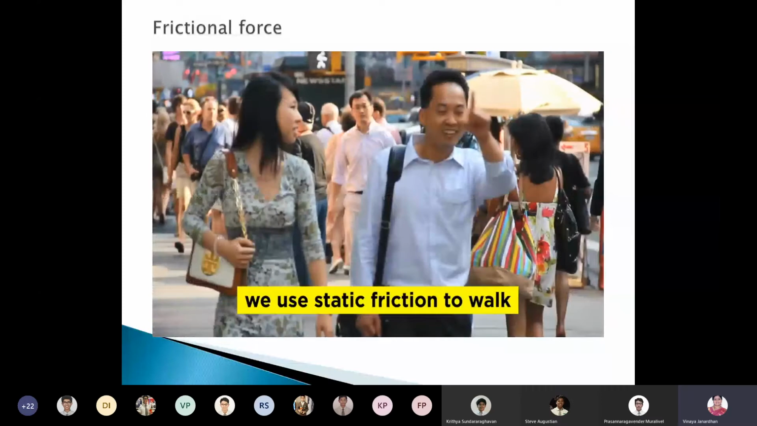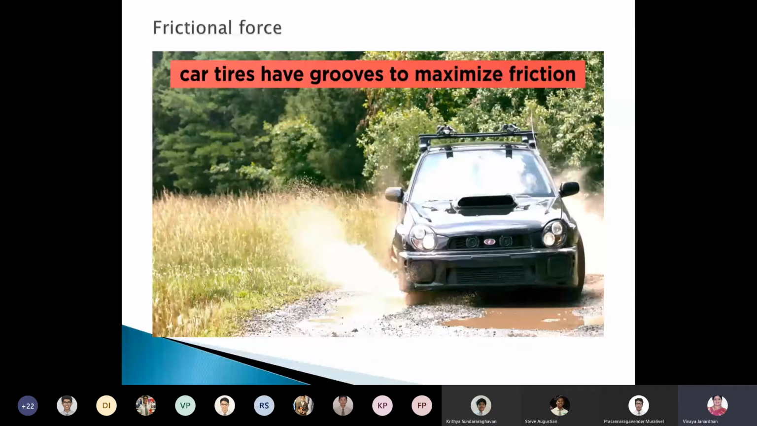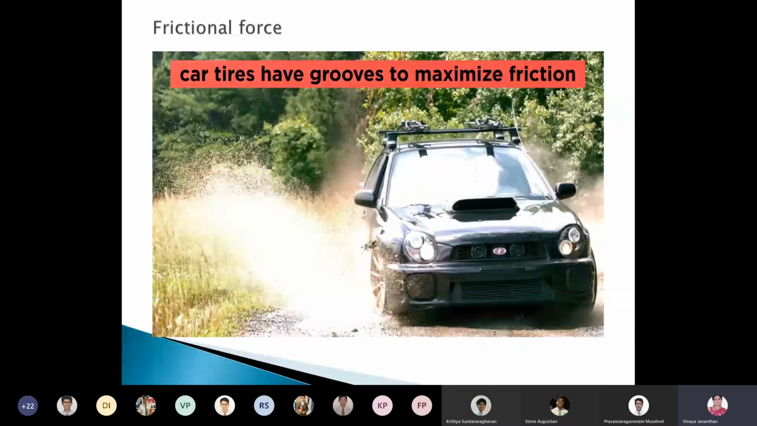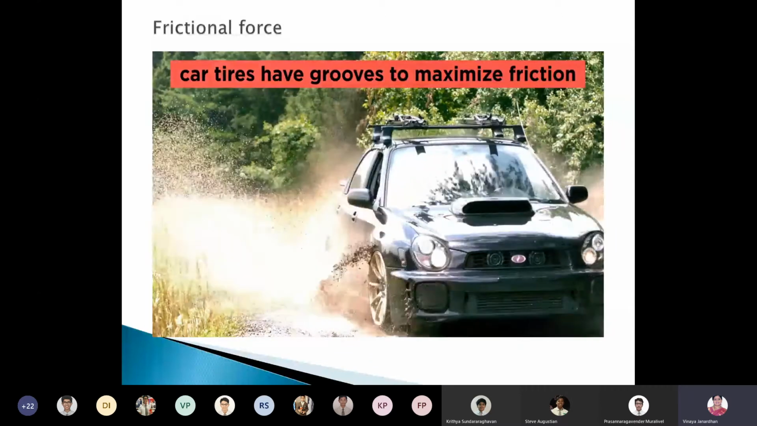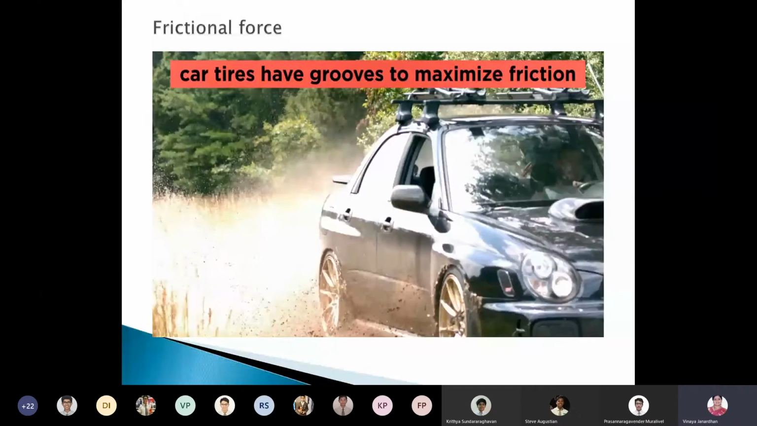Car tires take advantage of friction to move the car forward, and they are designed with grooves to divert water away so that it does not interfere with the contact between the tire and the ground. This allows it to maintain traction rather than skidding.